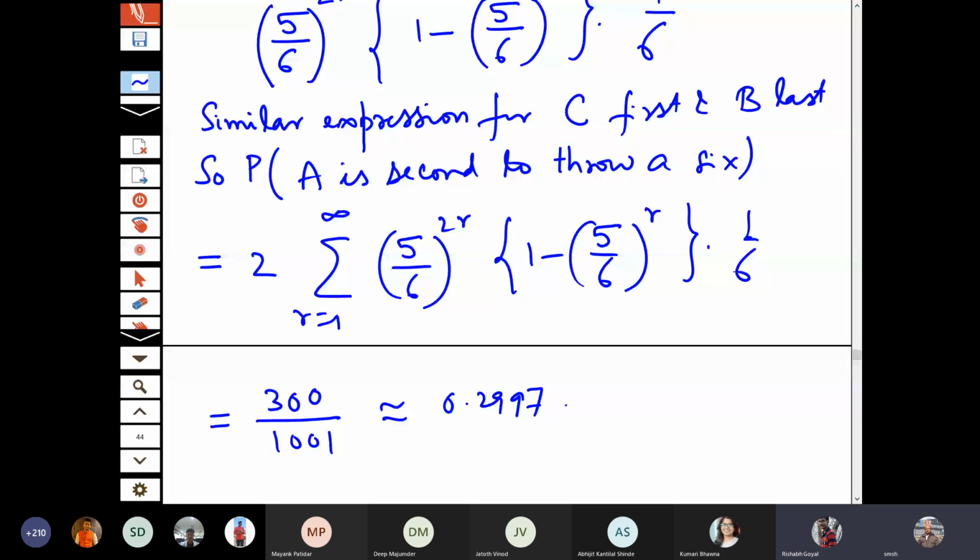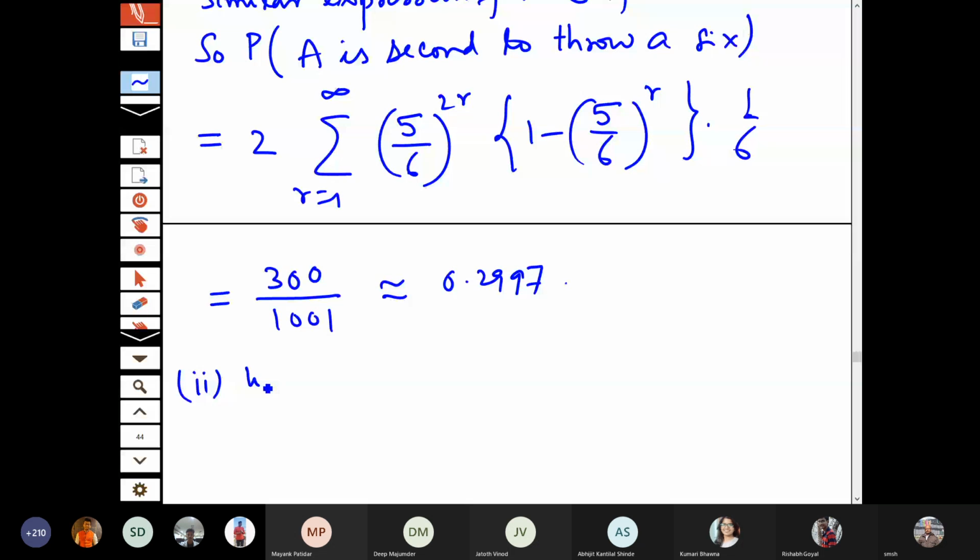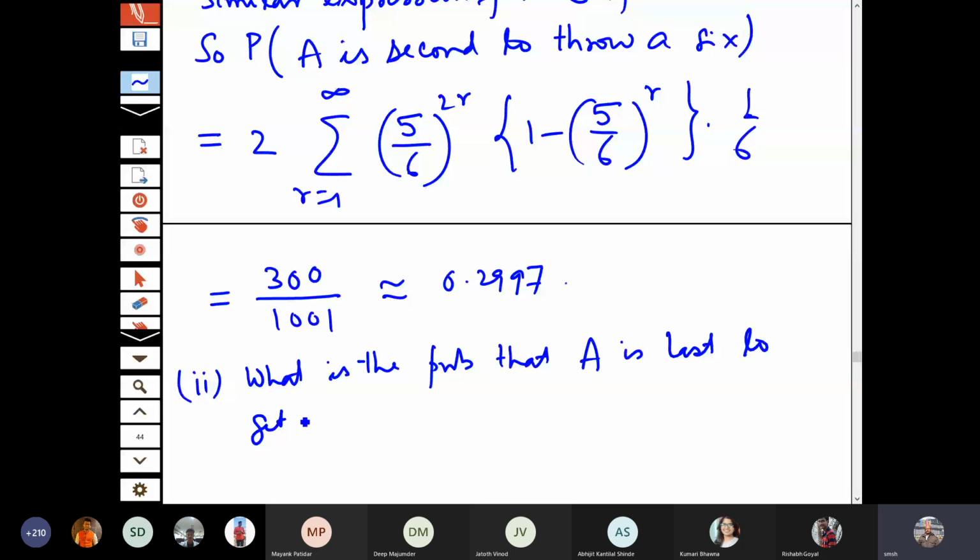Is the proof clear? Yes, sir. Okay. So I am just writing some more, like what is the probability that A is last to get a 6 for the first time, or he is the first? That also you can calculate. All these I am just leaving. You can calculate yourself.